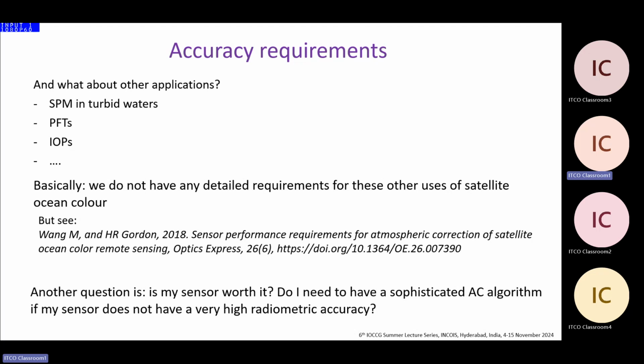But what about other applications? SPM in turbid waters, phytoplankton functional types, IOPs, and so on. And well, the situation is that basically we do not have any detailed requirements for this other use of ocean color. But again, you can see in this paper by Wong and Gordon, 2018, that they started to try to do a bit of this.